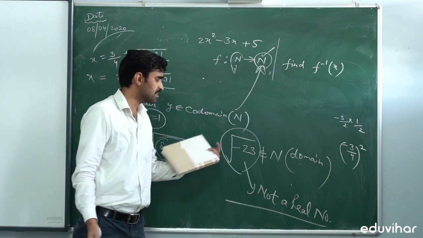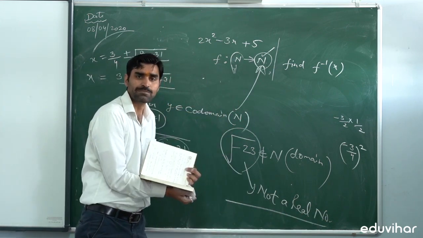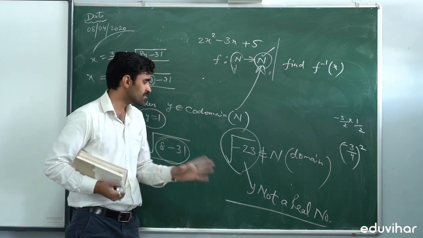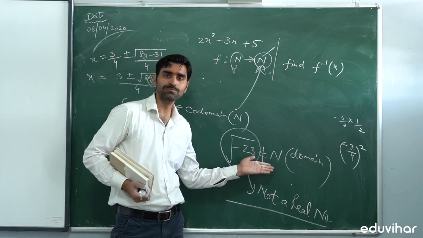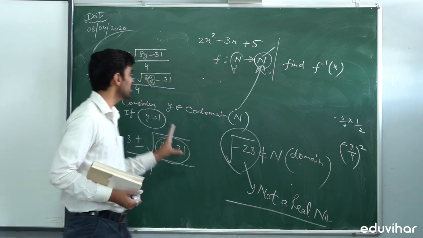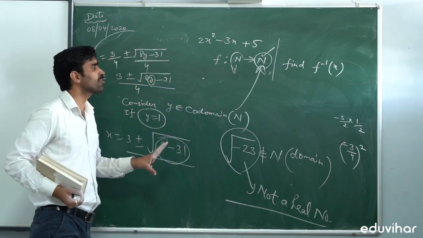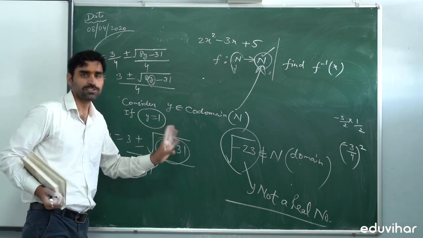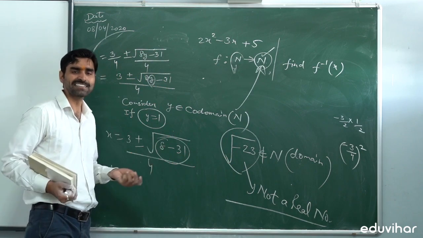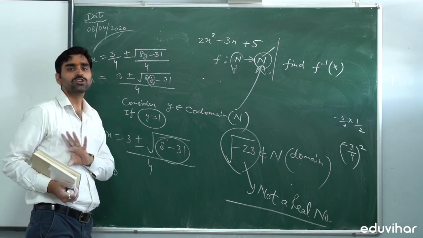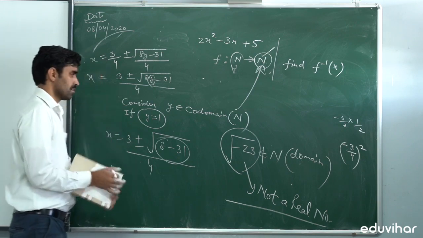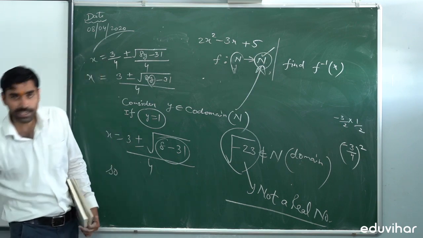So why do we discuss natural numbers? It is not a real number. We are considering the domain range for the case of natural numbers only. So this is not a natural number. So the given function does not have an inverse. The given function is not onto, so its inverse does not exist here. Okay.